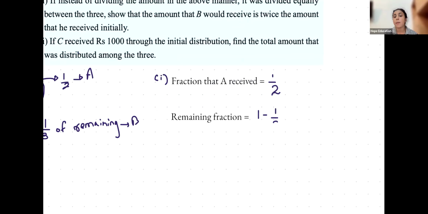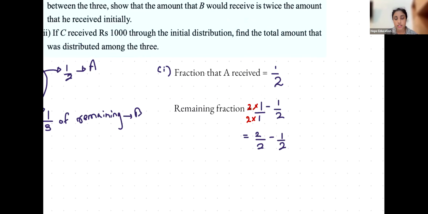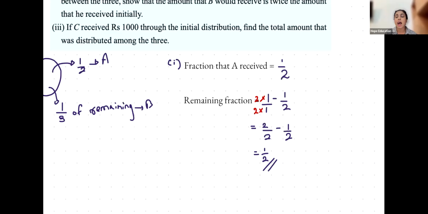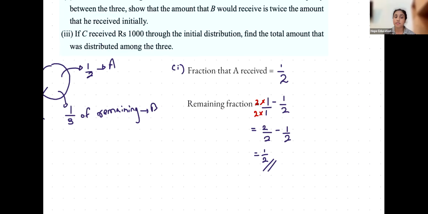1 has denominator 1. In order to make it the common denominator, I multiply the denominator by 2, and the numerator also I multiply by 2. So I have 2/2 minus 1/2. Now there's a common denominator, so I can subtract the numerators. 2 minus 1 is 1, so the remaining fraction is half. After A received his half, the remaining fraction is half.